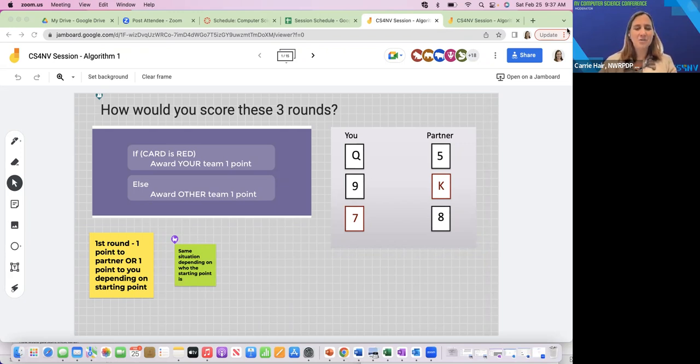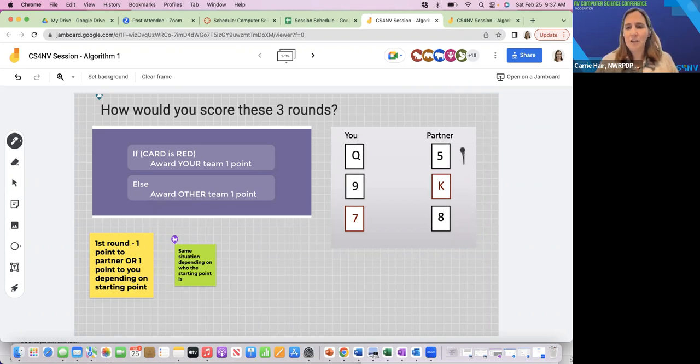Okay, so how would you score these three rounds? So the first time you flip over a queen and your partner flips over a 5. And so we need to decide how are the points given. So if the card is red, award your team 1 point. So let's start with this queen right here. Is that red? No. Okay, so are you going to get a point? No. So then it says else award the other team a point. So I'm going to go ahead and just use a pen here and say, okay, they're going to get a point for this round. Am I done with these sets of cards?